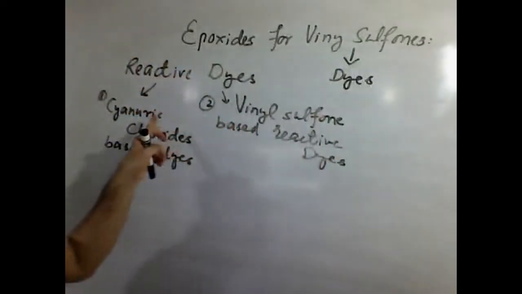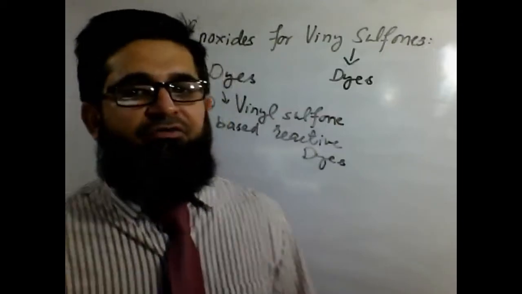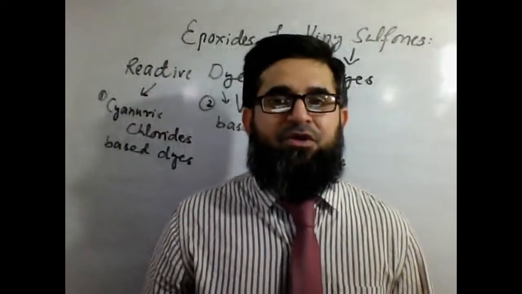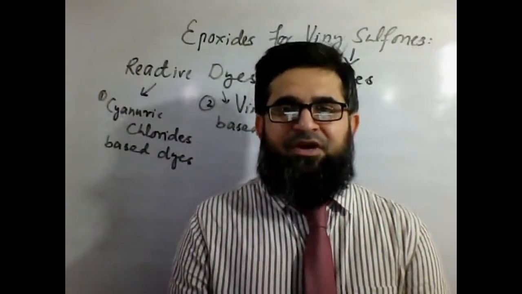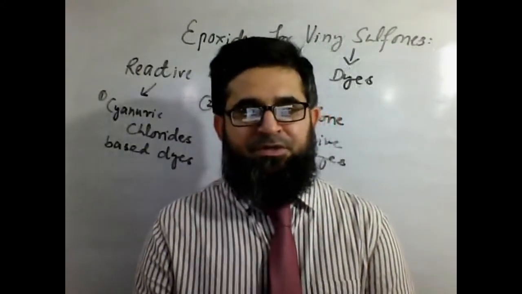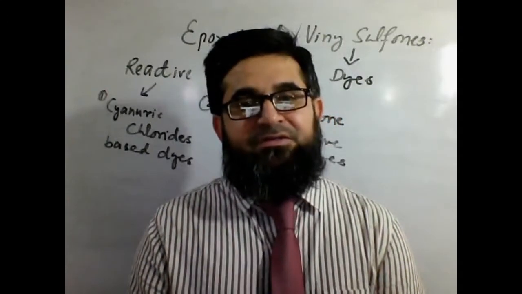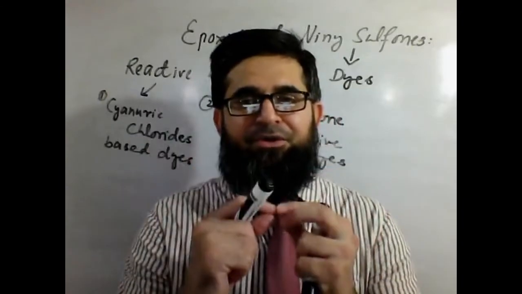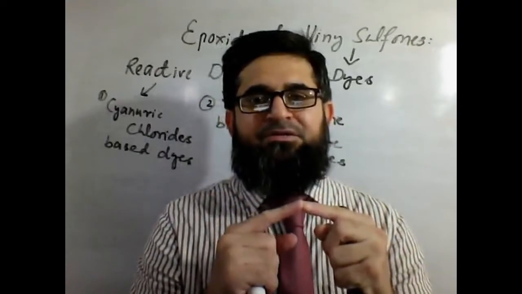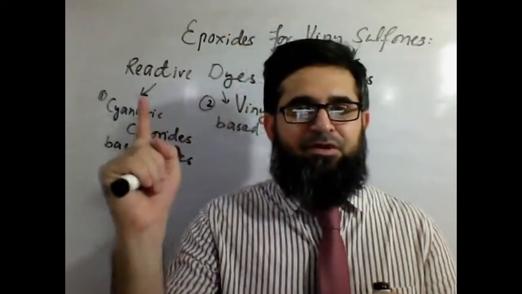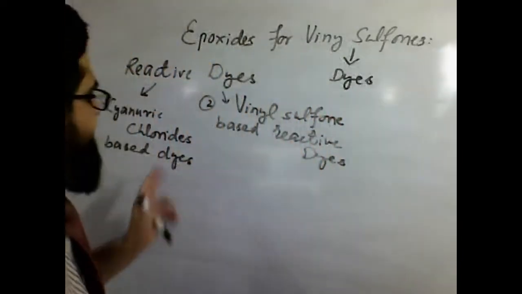In that perspective, those dyes which carry cyanuric chloride, one of its chloro groups reacts with the cellulosic fiber through nucleophilic substitution. It actually generates a covalent bond. So that becomes a cyanuric chloride based reactive dye. Lecture number 1 on reactive dyes clearly explains this type.